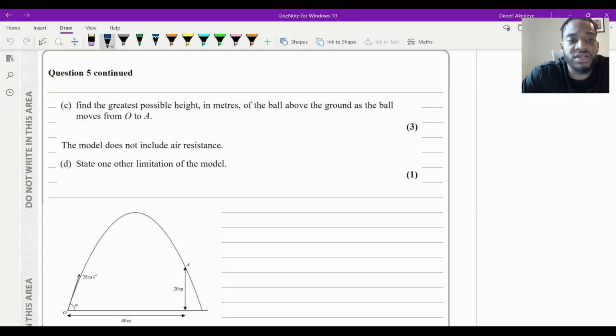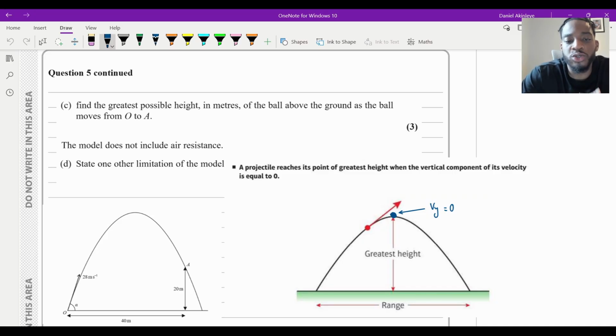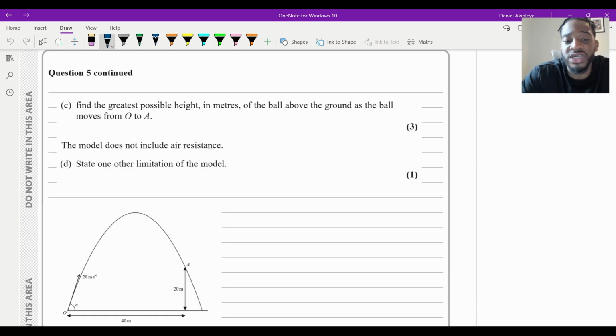Okay, so part C says, find the greatest possible height in meters of the ball above the ground as the ball moves from O to A for 3 marks. Okay, so remember with this one, the greatest possible height when you're dealing with projectiles is when the vertical component of velocity is 0. So all you're going to do here is just use your Suvat formulas. You're going to make the vertical velocity 0, find out where A is, and so on and so forth, and then just figure out what the greatest height is from there.